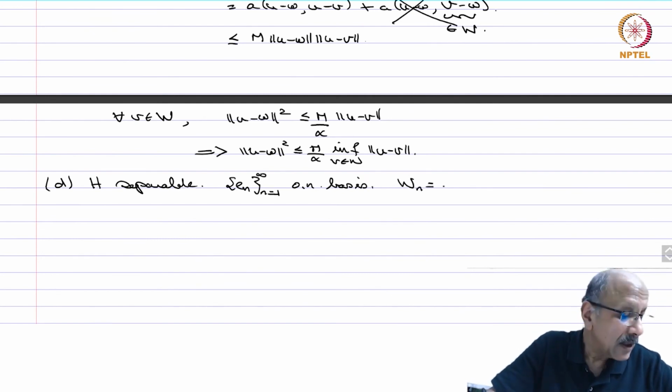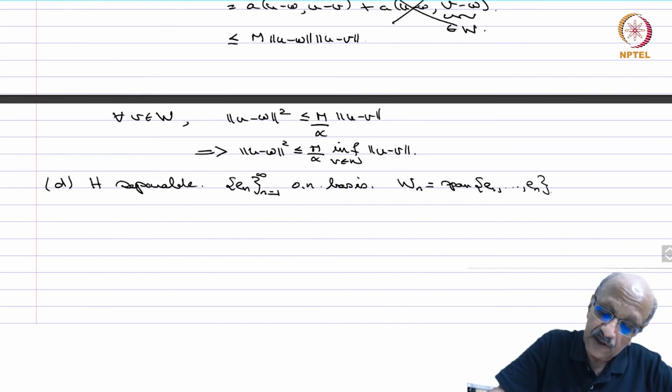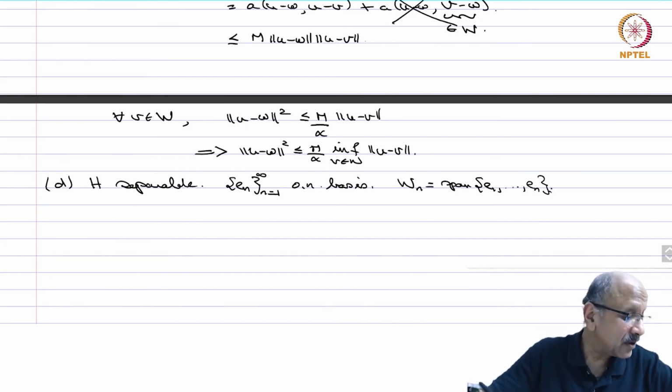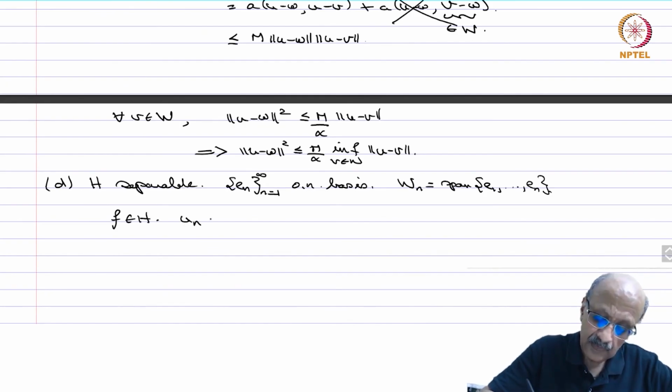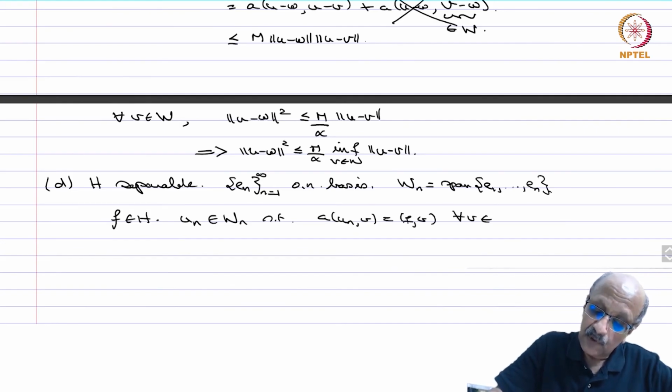Wn equals span of E1 to En for each n. So that's a finite dimensional closed subspace. So F is given in H. Then there is Un in Wn such that A of Un, V equals F of V for every V in Wn.